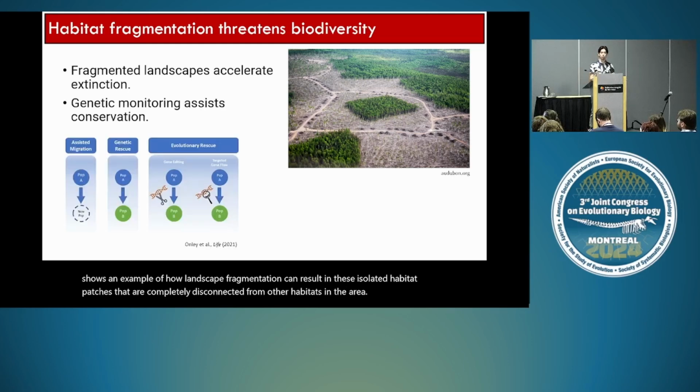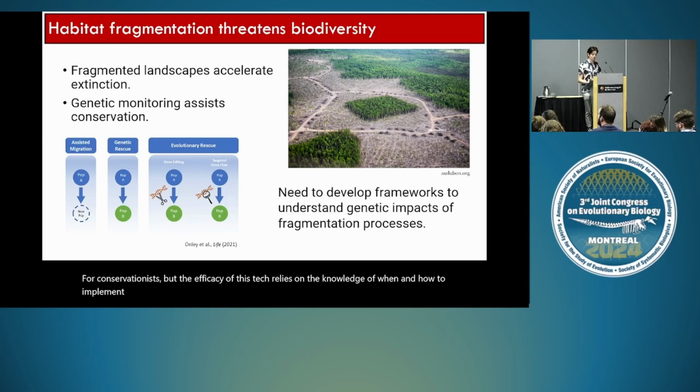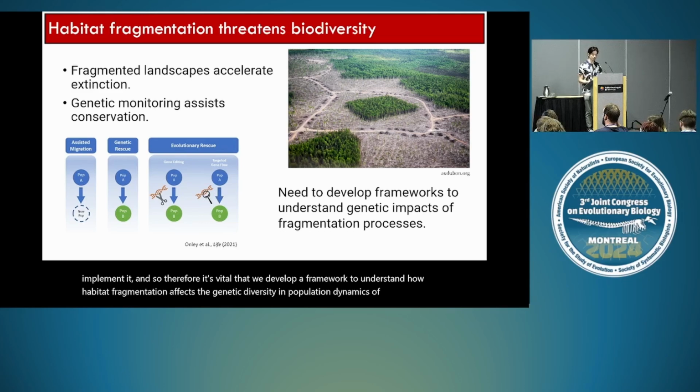And modern genomics technology does offer precise genomic monitoring methods for conservationists, but the efficacy of this tech relies on the knowledge of when and how to implement it. And so therefore, it's vital that we develop a framework to understand how habitat fragmentation affects the genetic diversity and population dynamics of organisms in some landscape.